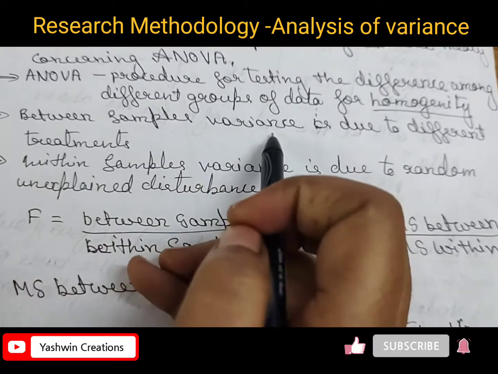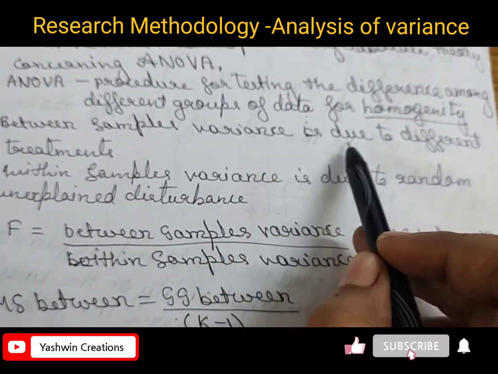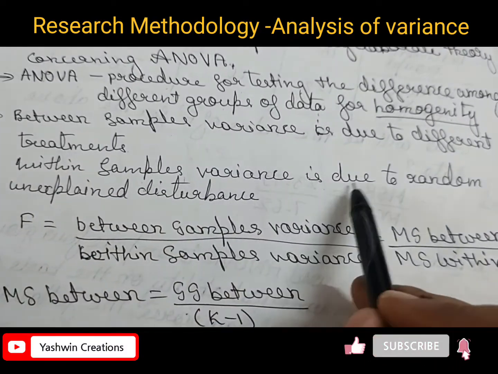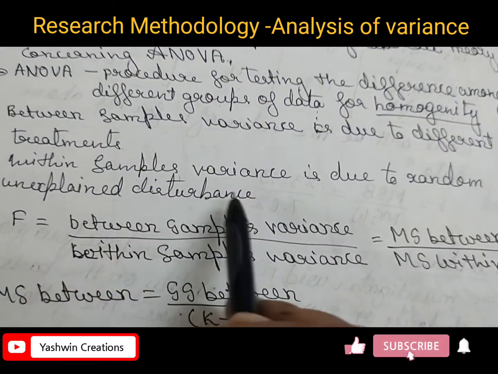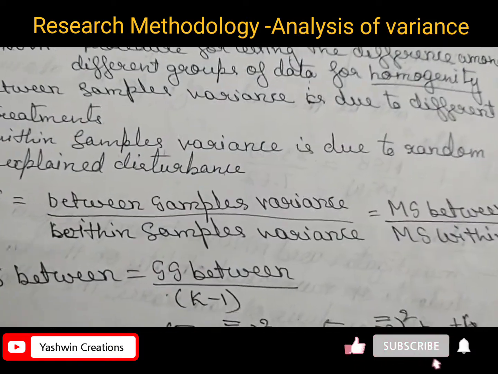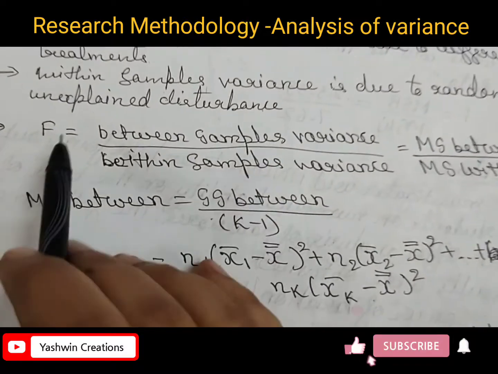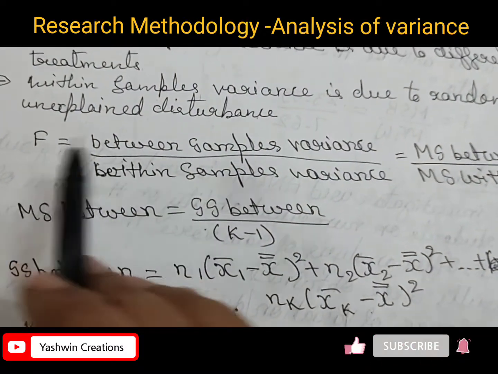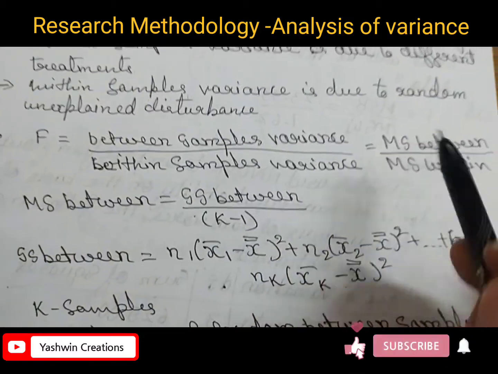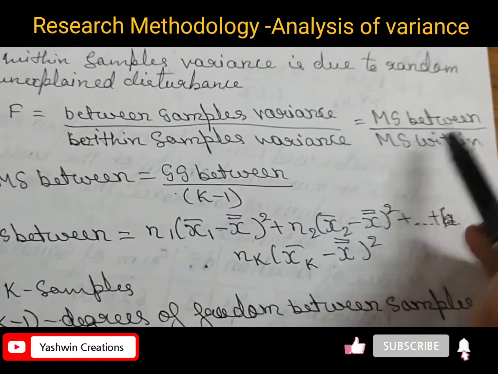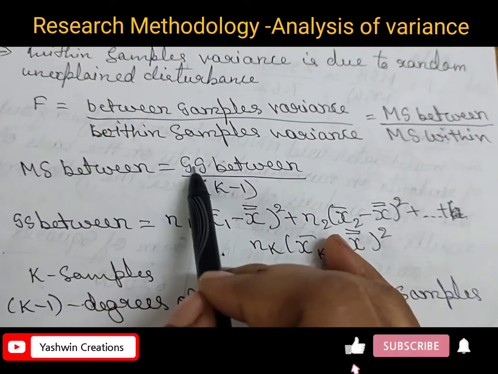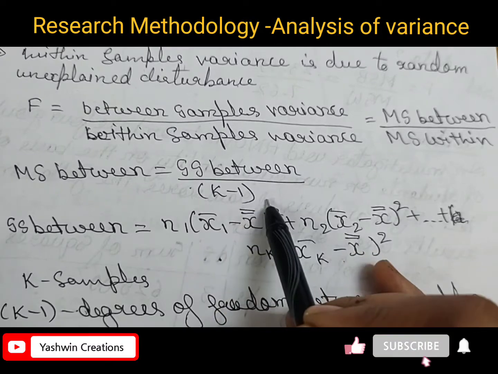Between sample variance is due to different treatments. Within sample variance is due to random unexplained disturbance. Next, the F equation. F equals between sample variance divided by within sample variance, that is, MS between divided by MS within. MS between can be written as SS between divided by K minus 1.